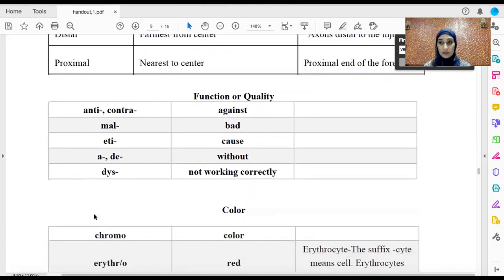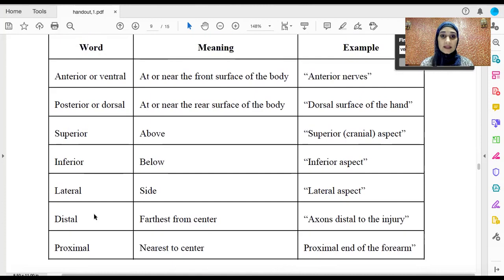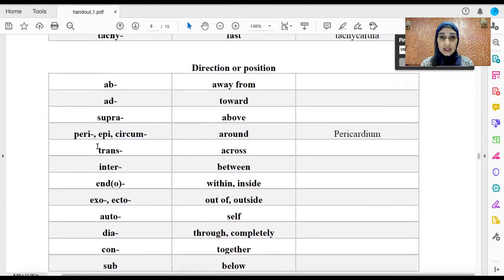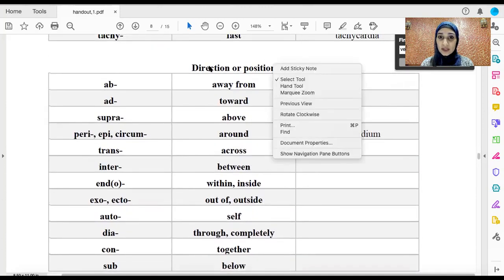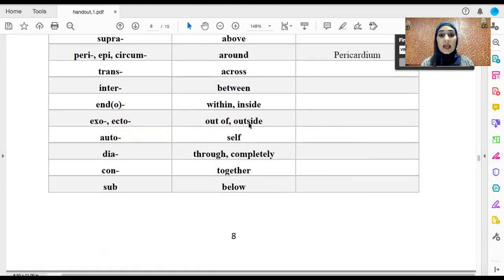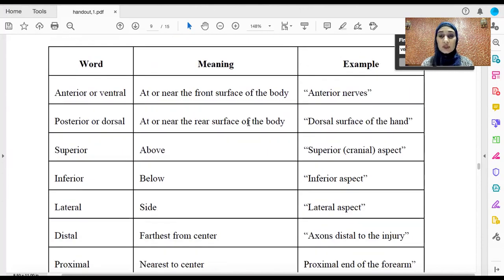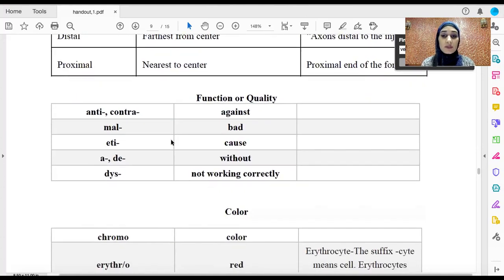All right, let's go back to the prefixes. As we said, these are words that refer to directions and positions. In this table, we have words that refer to directions and positions. I wanted to give you these words under the prefixes in order to memorize them, because you will find them in many medical texts.